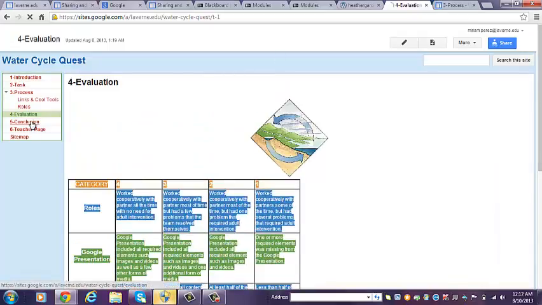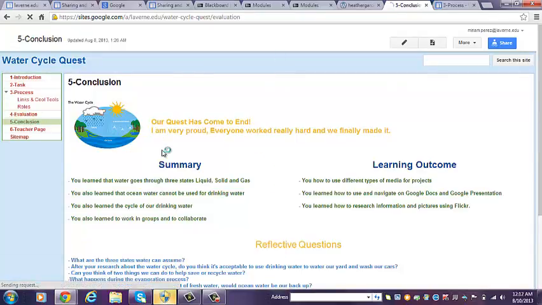For the conclusion, I went ahead and summarized what we learned and what we did in the webquest. And I also talked about the learning outcomes.